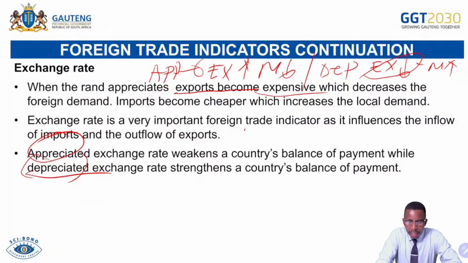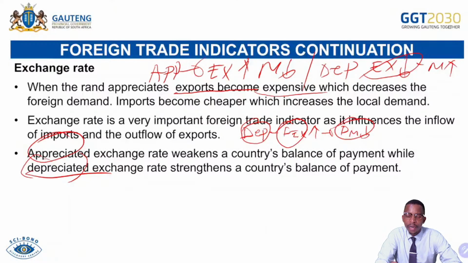So that means the depreciation will mean the demand for exports will be increasing because goods are affordable, and then the demand for imports will be decreasing because as our rand depreciates, their currency appreciates. Our exports will be cheap, imports will be expensive, then we demand less of them. So if we demand less imports while they're demanding more exports, we can be favored because more goods will be flowing out and fewer goods will be coming in since they will be expensive.